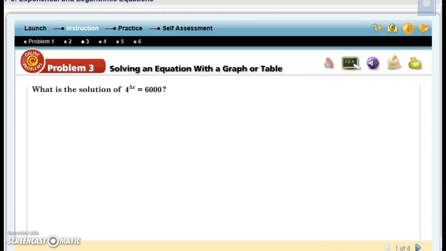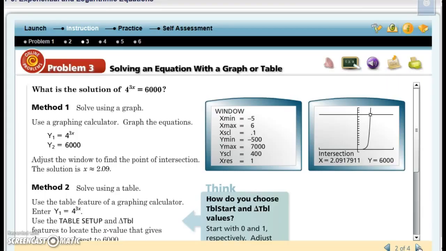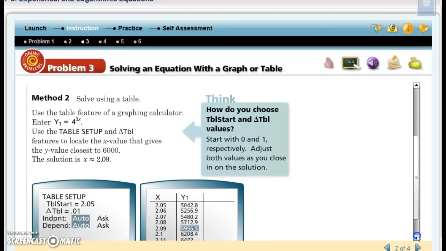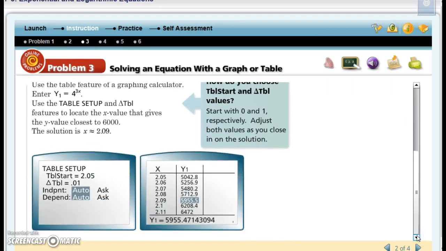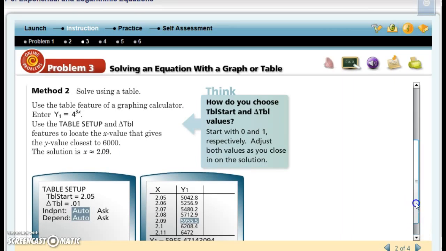Another way to solve these type of problems is you can solve these graphically. We've done a little bit of that before, where you put the left-hand side in your calculator in the y equals screen, and you put the right-hand side in y sub 2. And then you look for the intersection point. Okay. So, or again, you could do this algebraically. Method 2, they say that you can also use your table. I personally like the graph a little bit better because I can actually see it and get a visual representation.